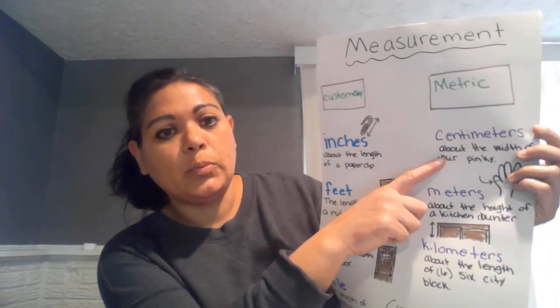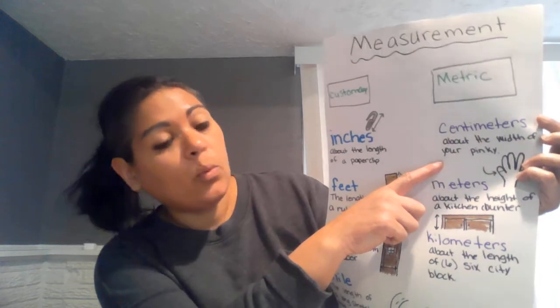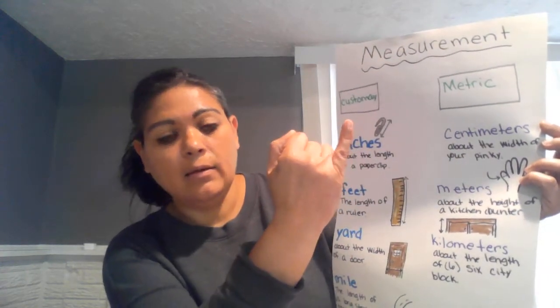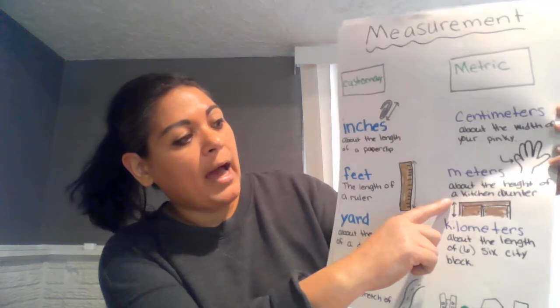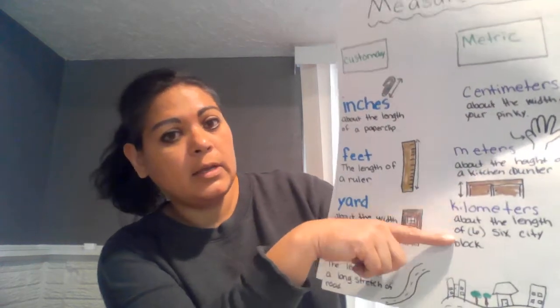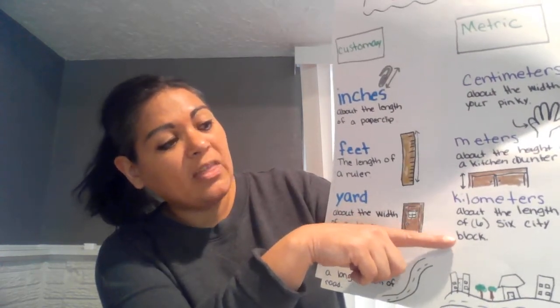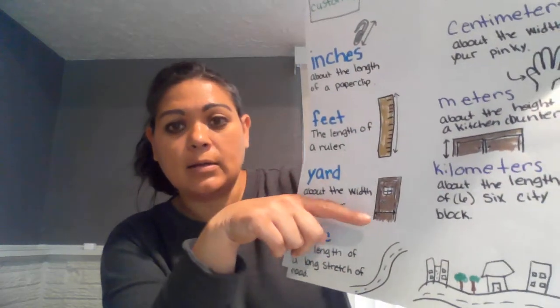Again, in the metric system, you will be hearing centimeters, about the width of your pinky. Meters, about the height of a kitchen counter. Kilometers, about the length of 6 city blocks.